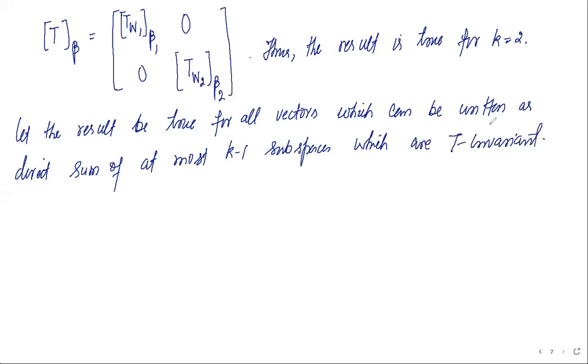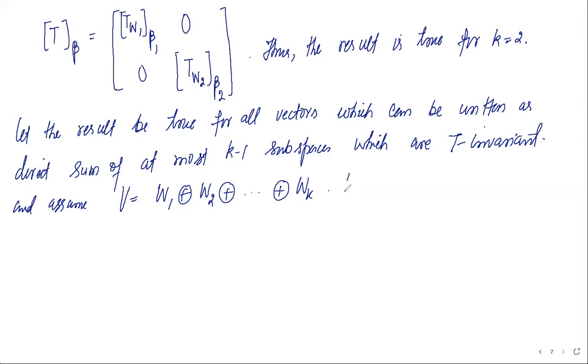Which are T invariant. Then, let's assume V is a direct sum of k T invariant subspaces W1, W2 plus so on plus Wk. Then we shall prove the result for this.